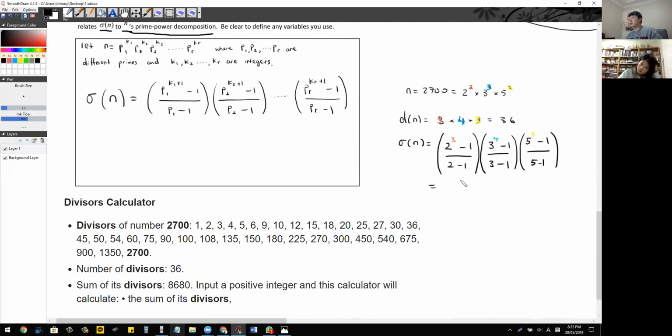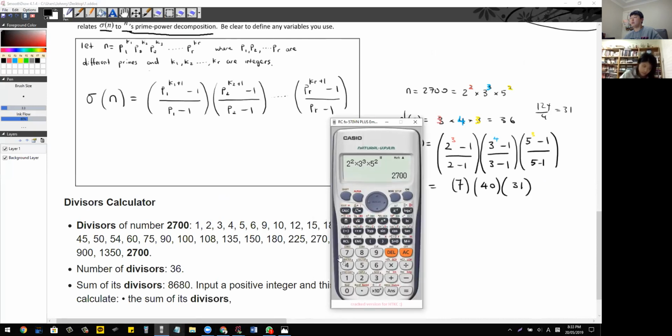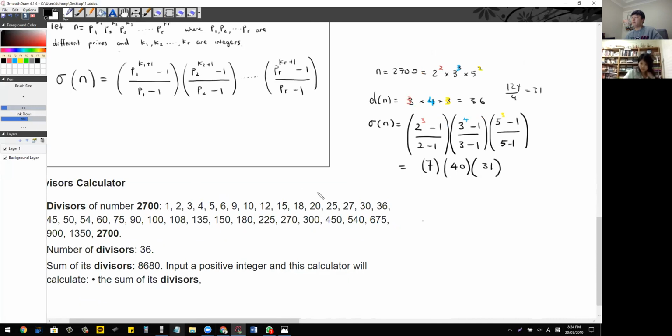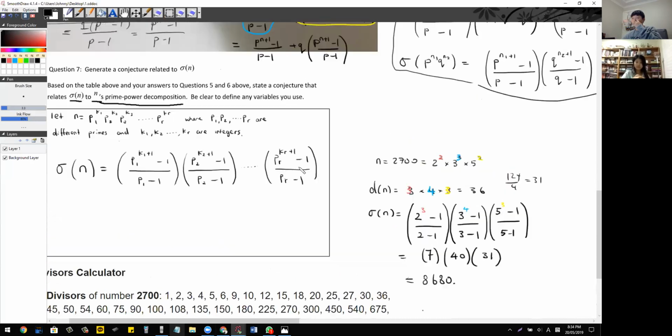So that'll be 8 minus 1, which is 7 over 1. That's 81, 80, that's 40. And that's 124 over 4, that's 31. If you times it, what do you get? Yay. We got it. Okay. So it is working.